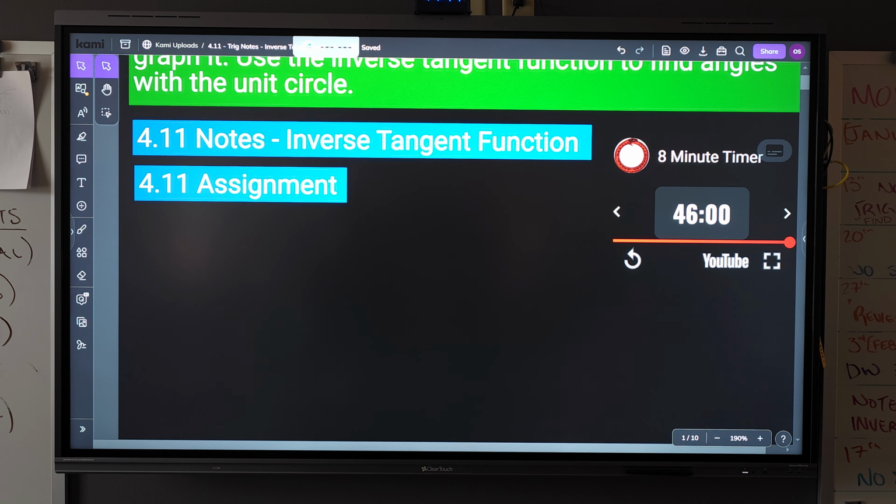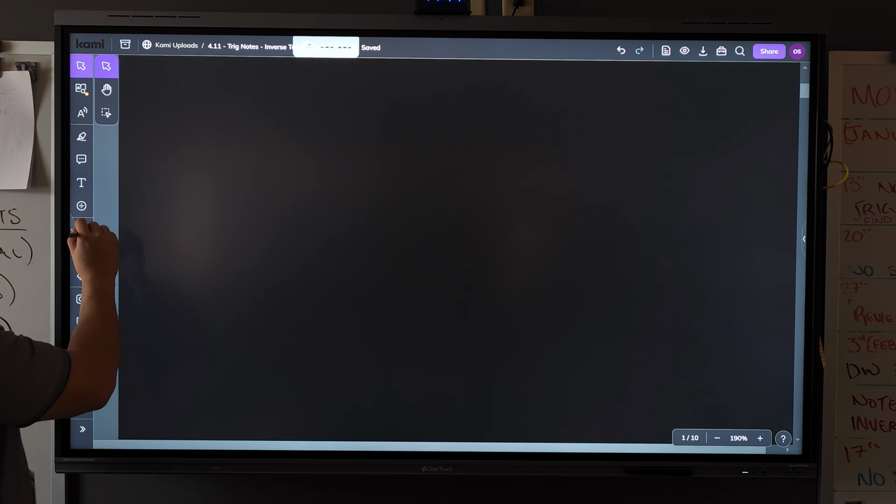All right, so first we're going to graph the tangent function.